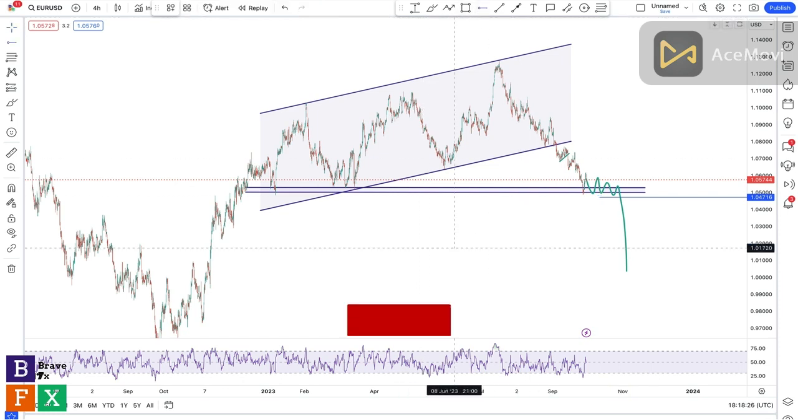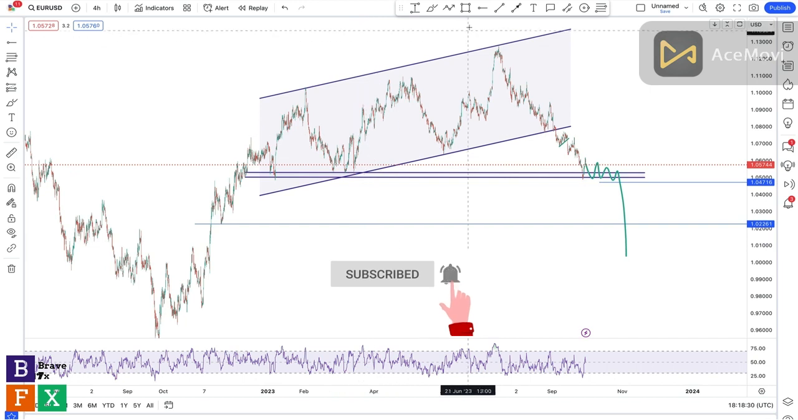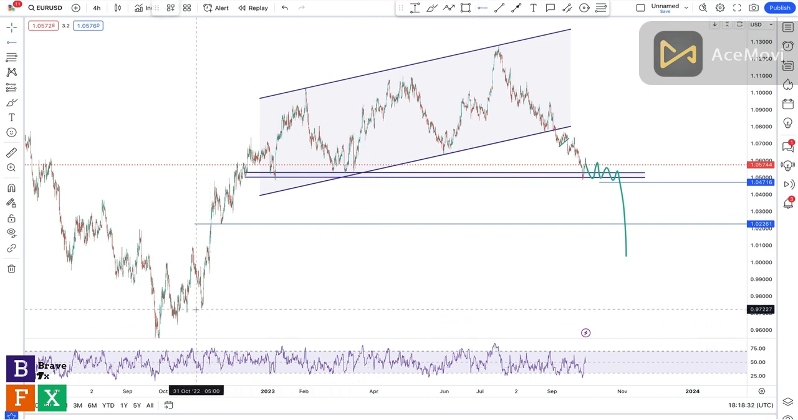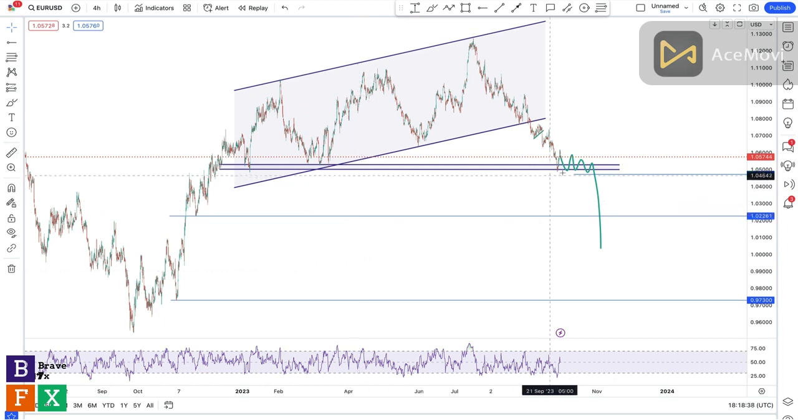I'm not saying it's going to happen. First target is going to be around this area of value. Second target is going to be around these lows, right? So this is how I'm going to trade EUR-USD if we indeed get that bearish breakout from this support level.